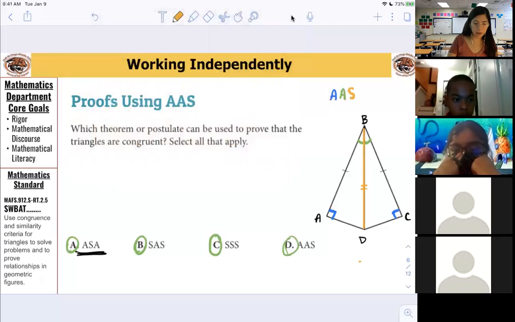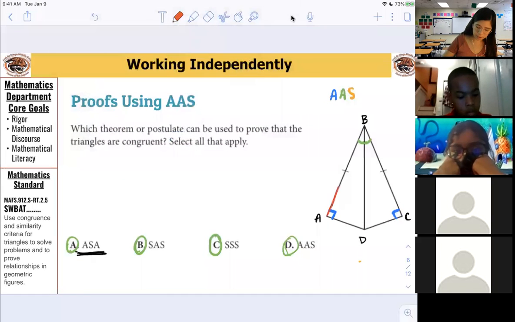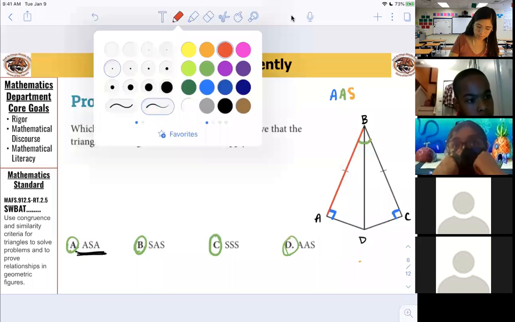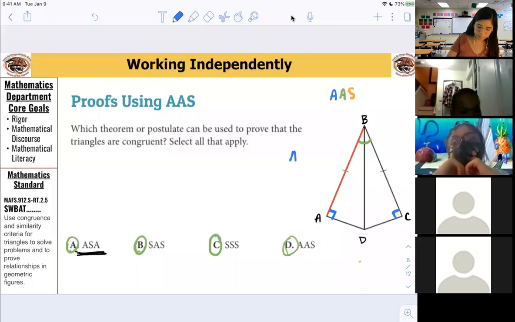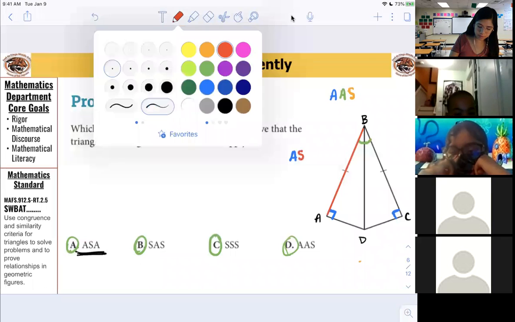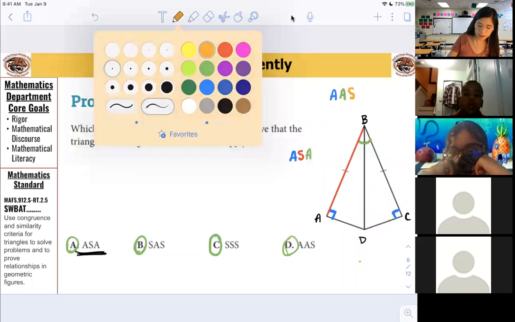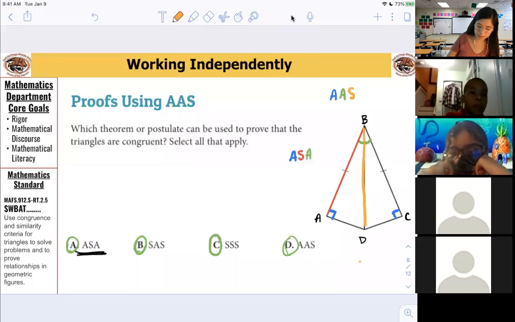AAS. Whereas, on the other hand, if you had this side right here, that would not be AAS. What would that be? ASA, because that side is in the middle. So that's the difference between AAS and ASA. I'm glad you guys asked that question because I wanted to make sure to clarify that.